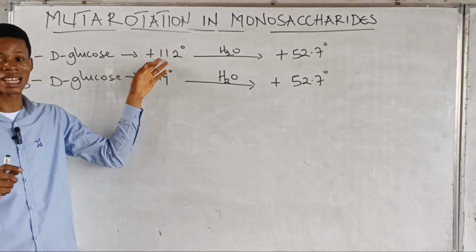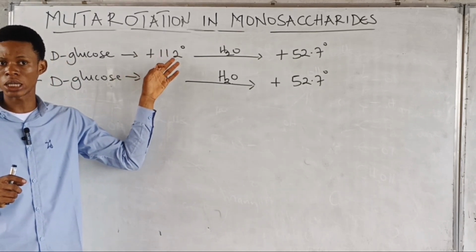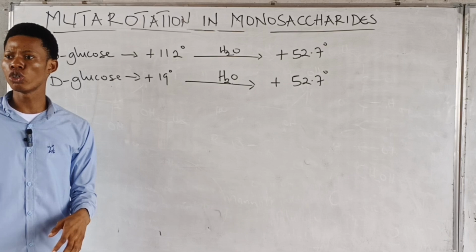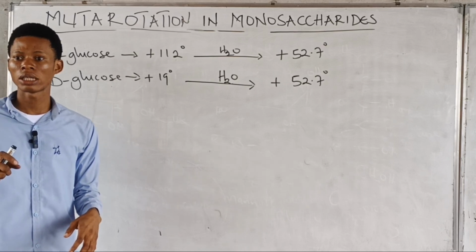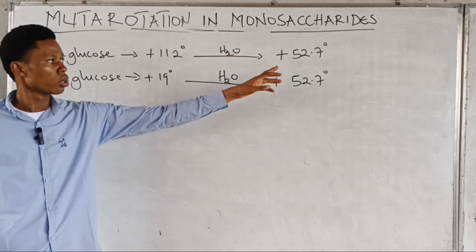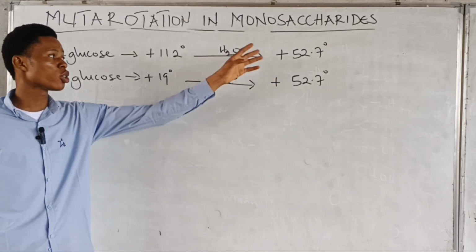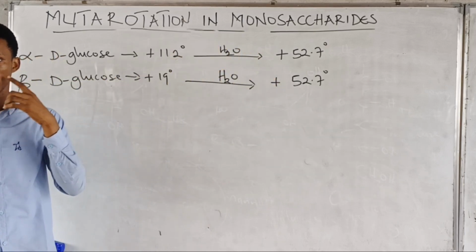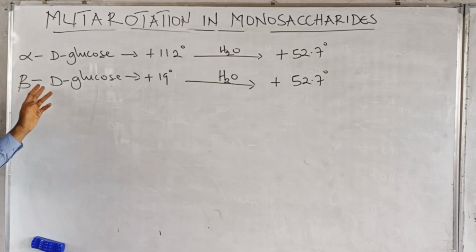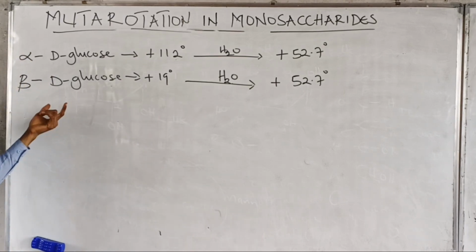Normally, the rotation is at an angle of 112 degrees. But when dissolved in water, it is at 52.7. Is it reducing or increasing? Reducing, right?